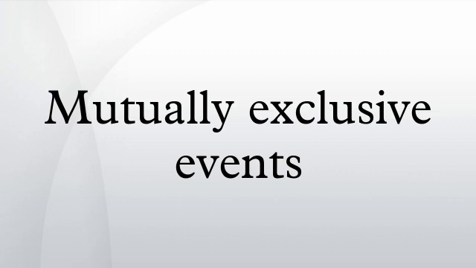Events can be both mutually exclusive and collectively exhaustive. In the case of flipping a coin, flipping a head and flipping a tail are also mutually exclusive events. Both outcomes cannot occur for a single trial. The probability of flipping a head and the probability of flipping a tail can be added to yield a probability of 1/2 plus 1/2 equals 1.